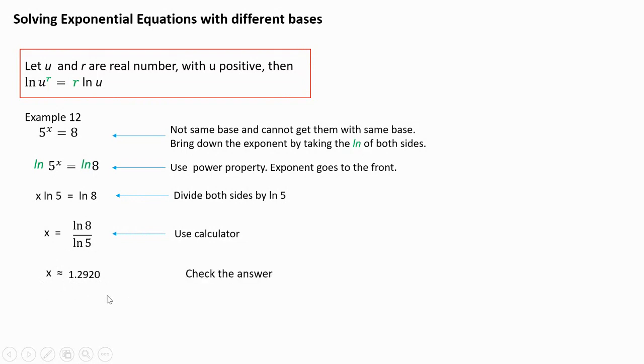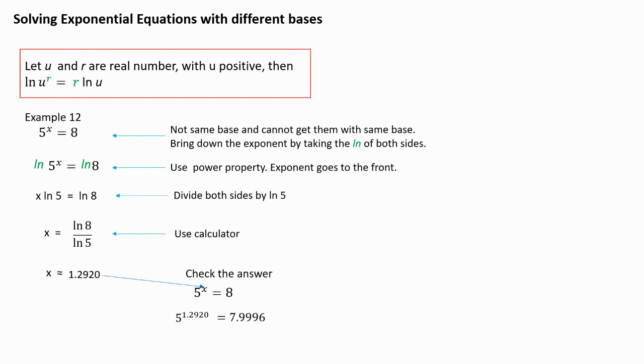Okay, now how can we check it? We plug in the value, this value here, 1.2920, into the original problem. We're going to plug it in for the x. Since we rounded it off, it's going to give you something real close to 8. You see, guys, it gives me something like 7.99996, because when we round off, it's going to be a little bit short, but not that much.